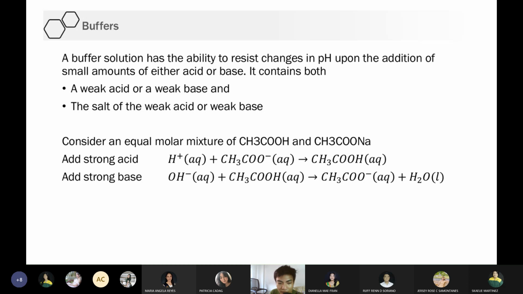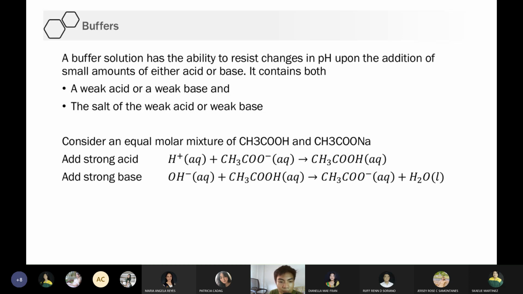So anong ginagawa ng buffer system? So the buffer system, they try to maintain the pH to a tolerable level. Ibig sabihin yan, dagdagan mo yan ng acid, dagdagan mo yan ng base, hindi yan agad magbabago. And that is why our body contains lots of buffer systems. Ang dami natin buffer system sa body.